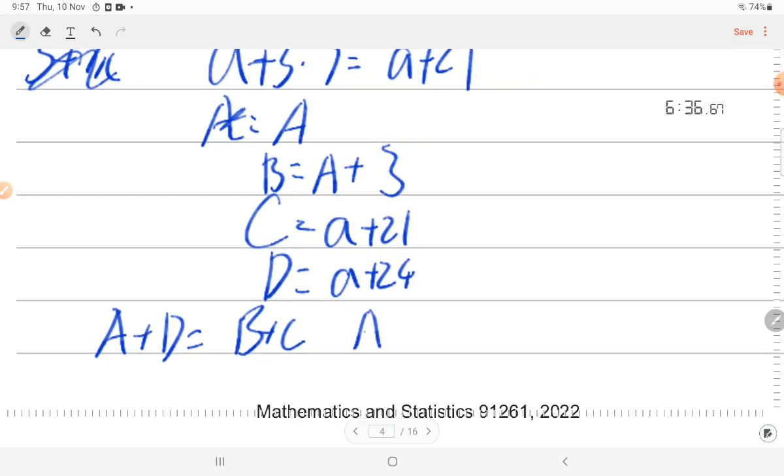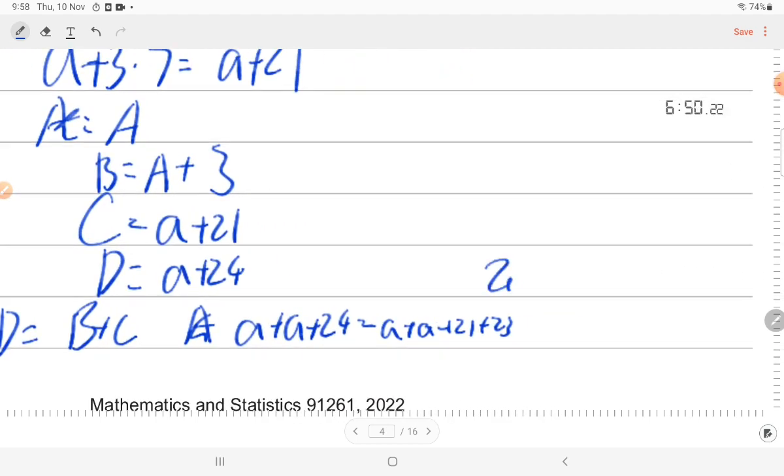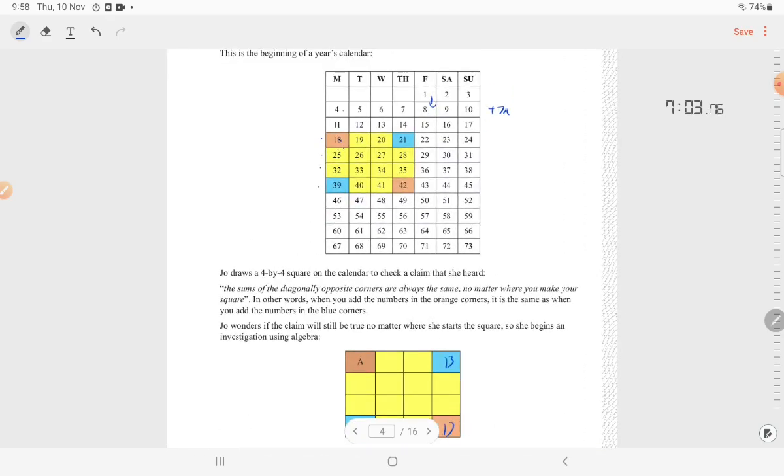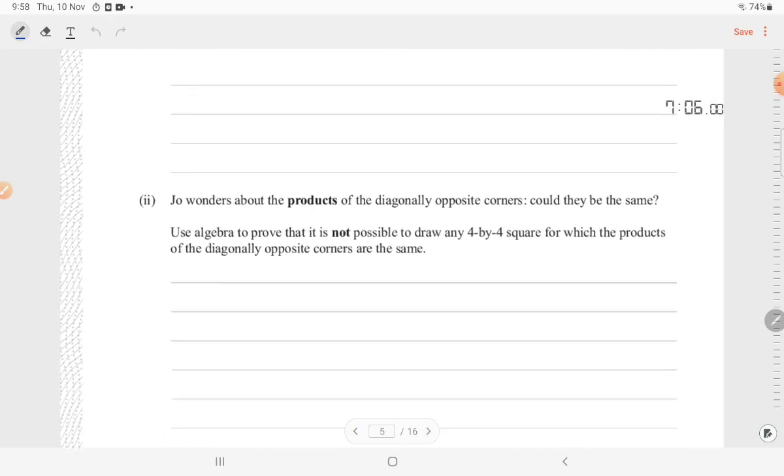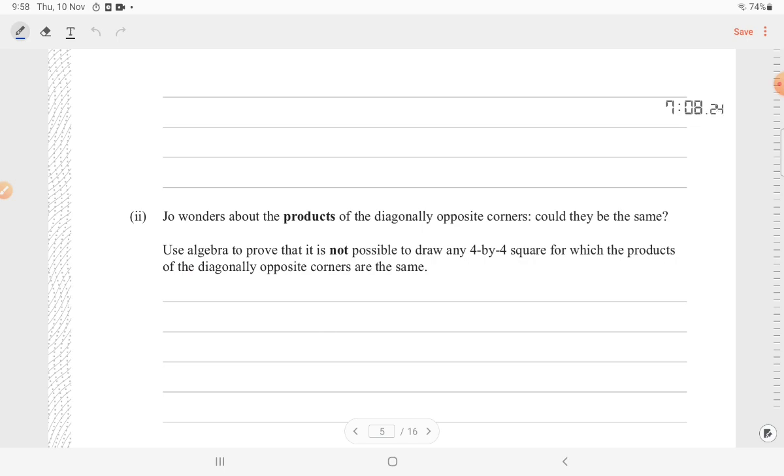So a plus a plus 24 is equal to a plus 3 plus a plus 21, which are 2a plus 24 is equal to 2a plus 24. Alright, that's just it. It seems products are easier to prove that.